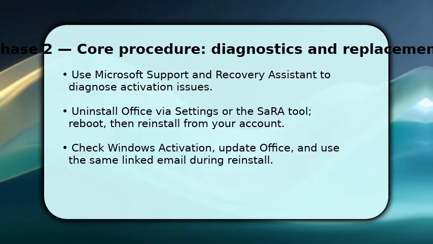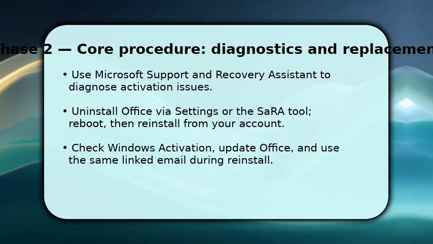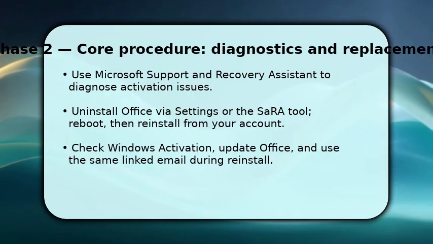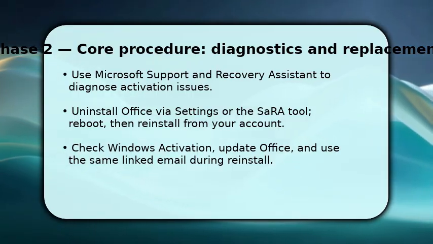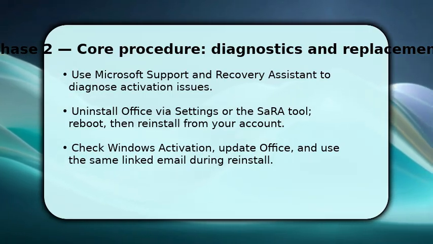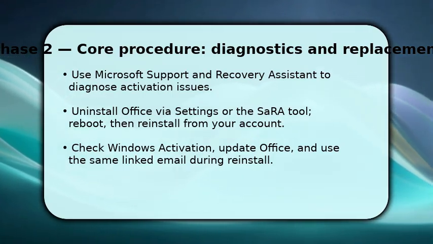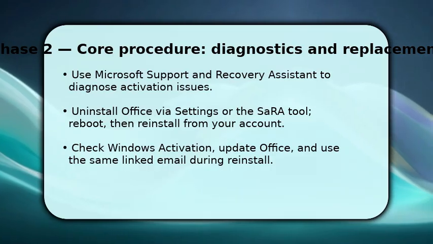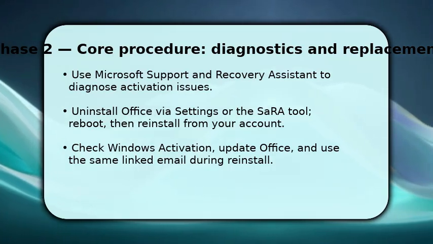If problems persist, uninstall Office cleanly, use Settings or the SaRA uninstaller, then reboot and reinstall directly from your Microsoft account page. Make sure Windows and Office updates are applied before launching Excel. This sequence clears corrupted activation files and forces Office.